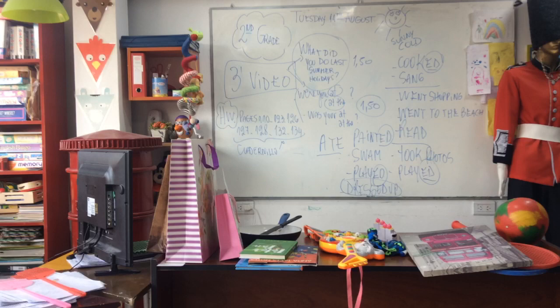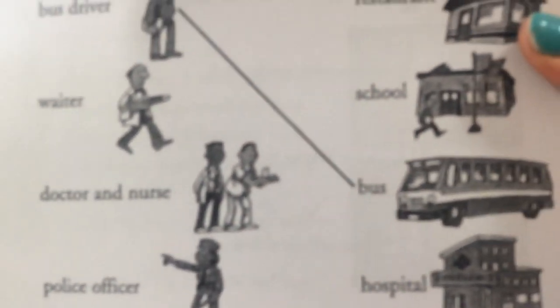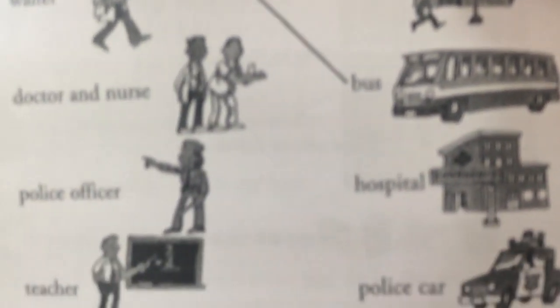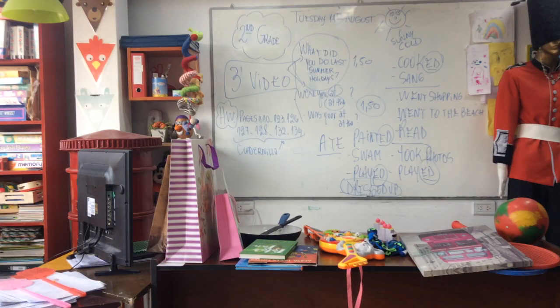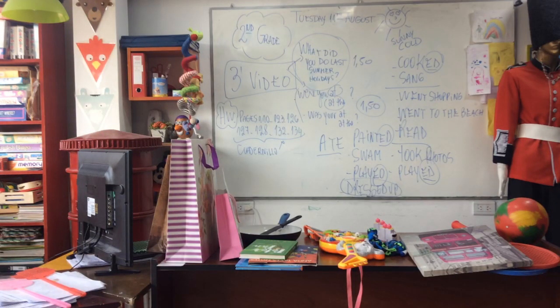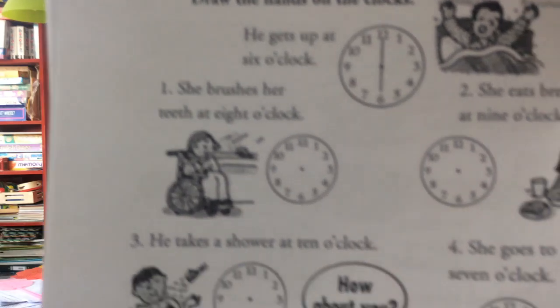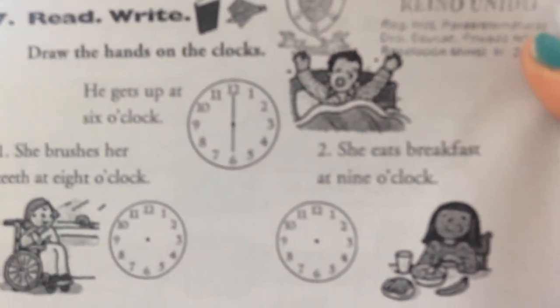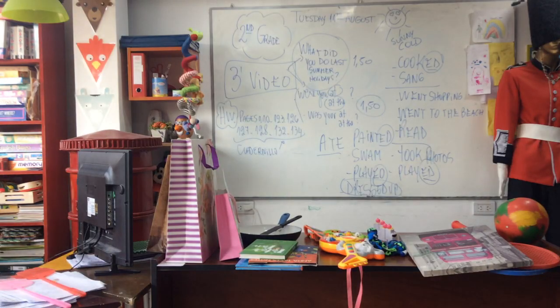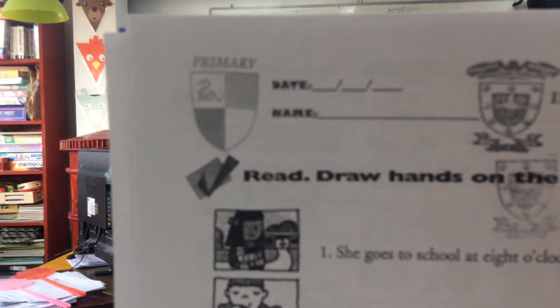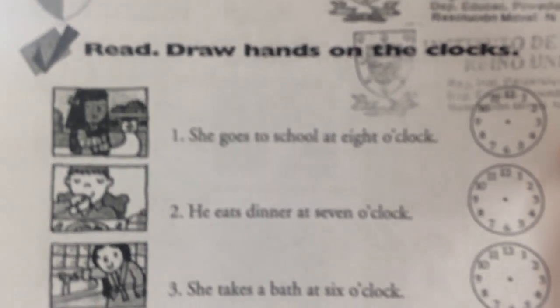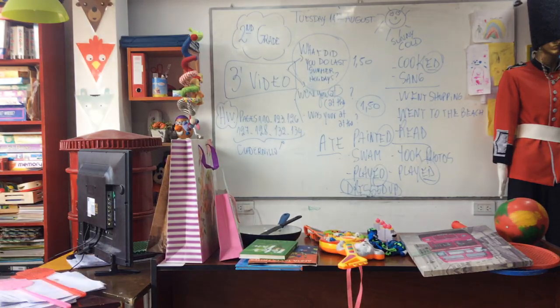Yes. Then we have 127, match, bus driver, va a conducir un bus, doctor and nurse, ¿dónde van a trabajar? At school or at the hospital, muy fácil en los ejercicios, pero son para ir practicando todas las cositas que dimos. A doctor trabaja en, de todos estos lugares, match, ok. 132. He gets up at, she eats breakfast at 9 o'clock. Y vamos a poner las agujitas de ese reloj, ¿ok? And 134. Read, draw the hands of the clock. Dibujamos las hands del clock otra vez. 8 o'clock. Yes? Okay. And that is all.